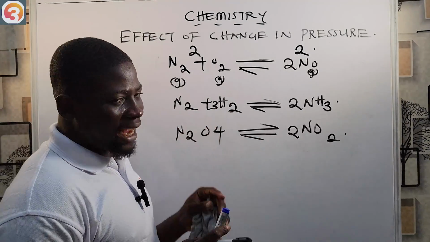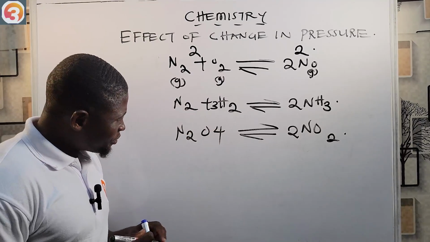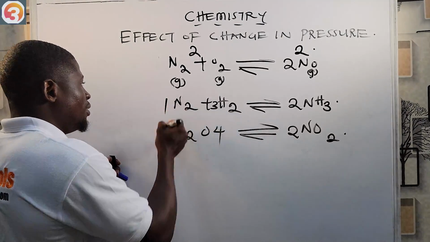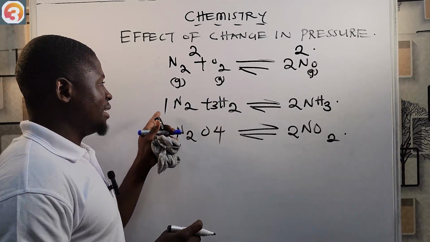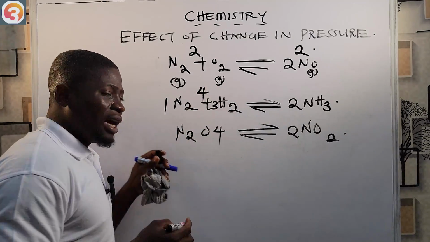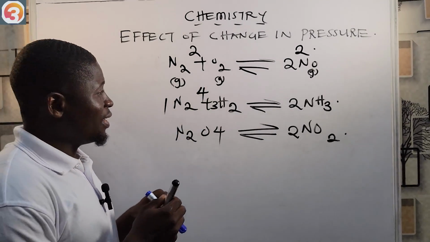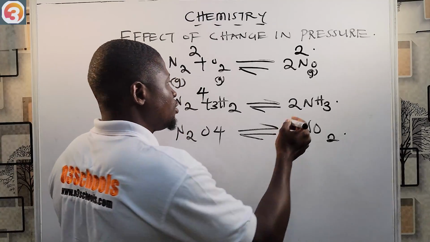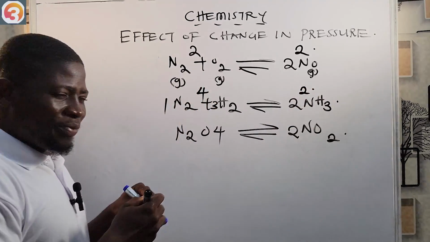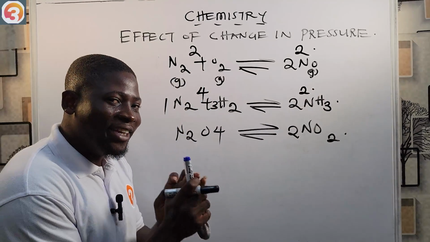Now let's see the other case. In this other condition, there's 1 mole here, and then there's 3 moles here. 1 plus 3 is 4. So we have 4 moles or volumes of gas. Then on this side, we have 2. So now, this is where the real deal happens.